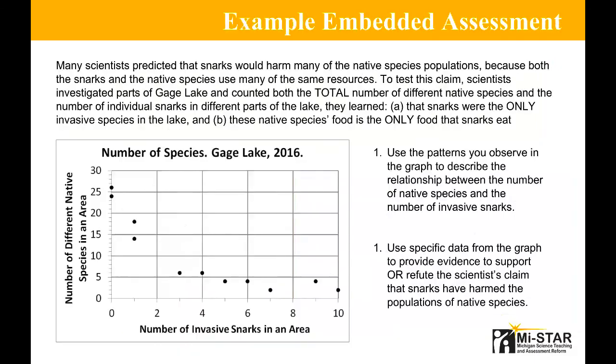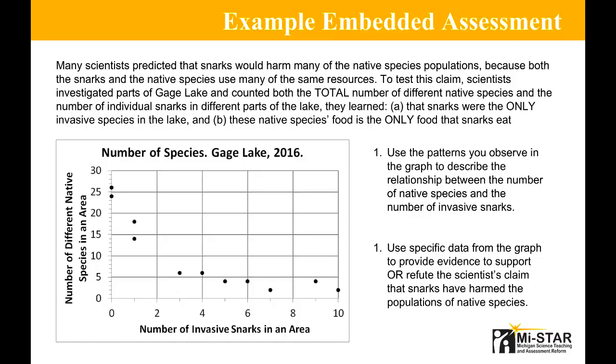in assessing. This is an example of an embedded assessment that occurs in the Check Your Progress phase of Unit 6.6. In this embedded assessment, students are asked to interpret the data that's represented in the figure. The figure shows a number of different native species in the area as a function of the number of invasive species in the same area. Students are asked to use patterns in the graph to describe the relationship between the number of native species and the number of invasive species.